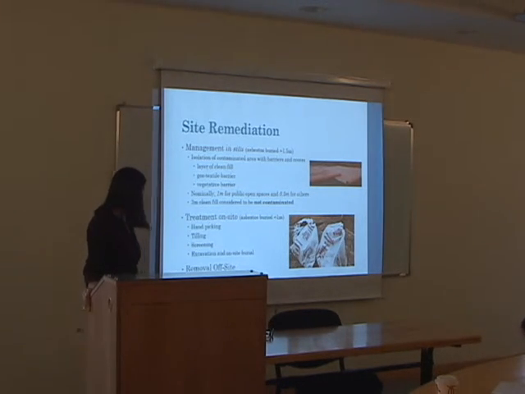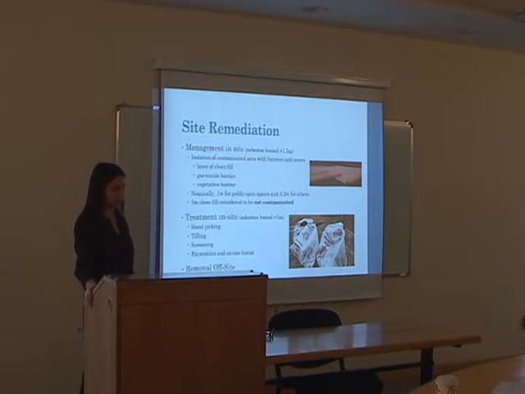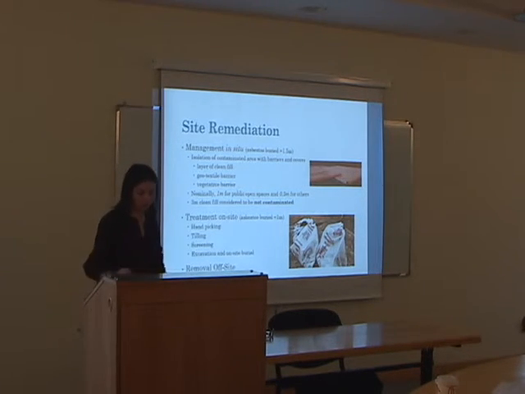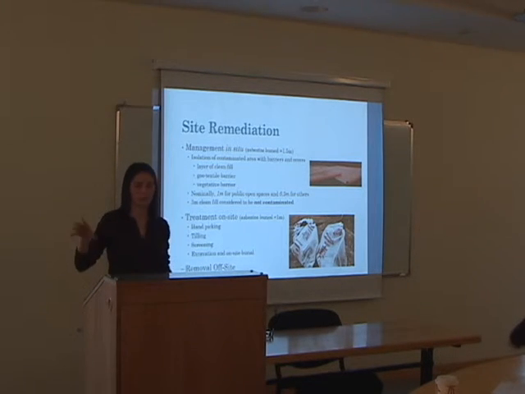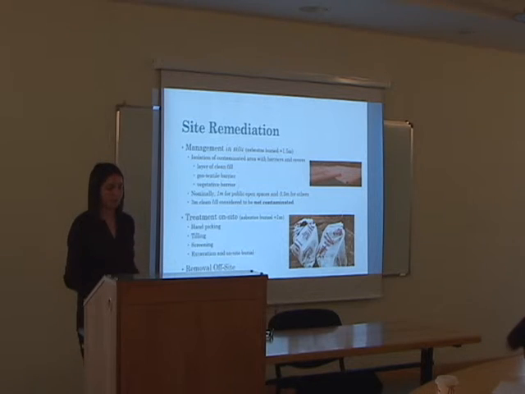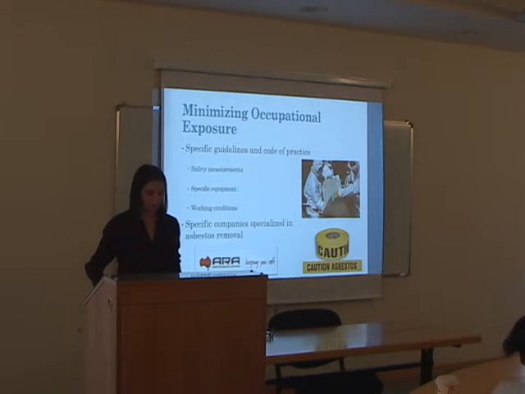Treatment on site is done when asbestos is in various superficial areas of the soil, and asbestos is buried no more than 1 meter. It's done by hand picking, tilling, screening, excavation, and so on. And then they put it in some bags, and they bury it on site, or remove it off site and bury it in some landfills that are especially for asbestos burial.